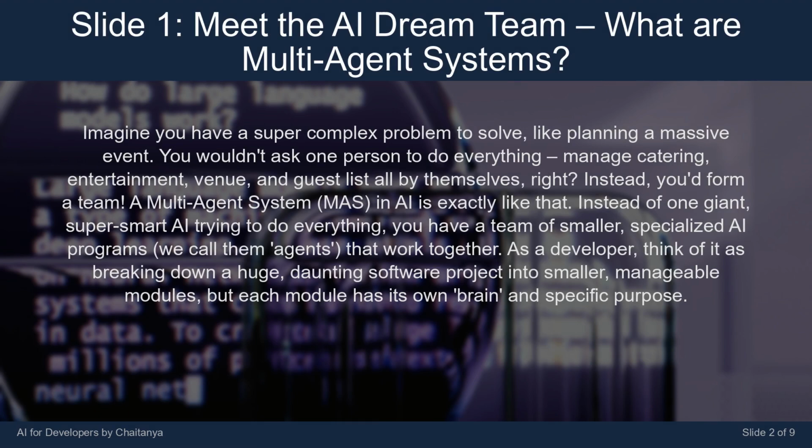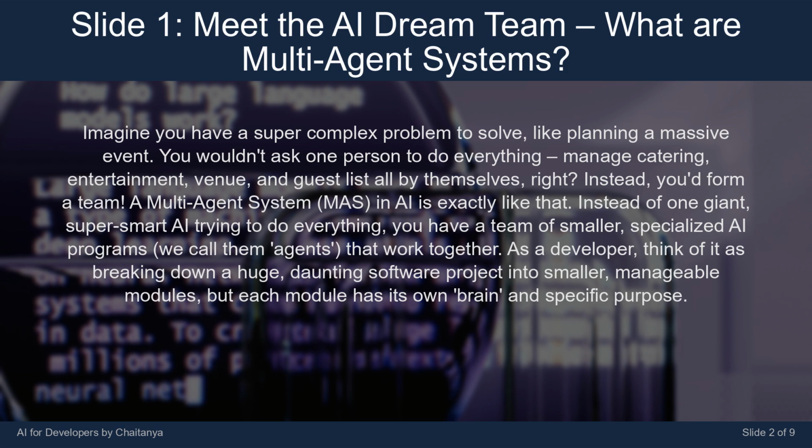Imagine you have a super complex problem to solve, like planning a massive event. You wouldn't ask one person to do everything, manage catering, entertainment, venue, and guest list all by themselves, right? Instead, you'd form a team, a multi-agent system. MAS in AI is exactly like that. Instead of one giant, super smart AI trying to do everything, you have a team of smaller, specialized AI programs. We call them agents that work together.